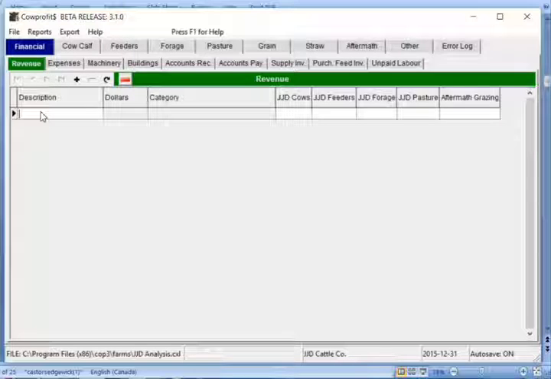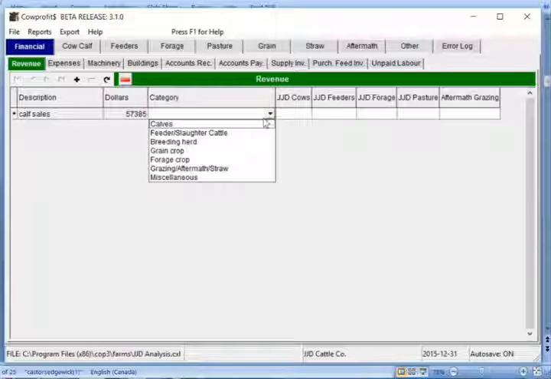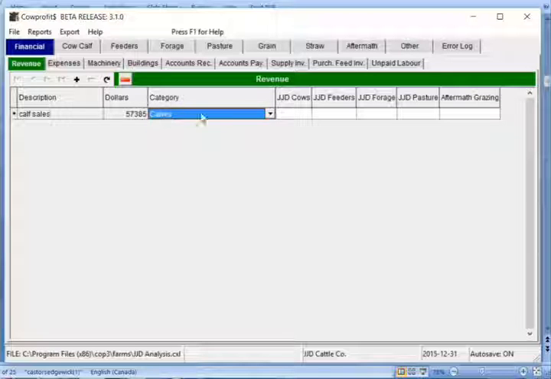Now the first revenue that I have in my information that's laid out in front of me here is calf sales. So that's the first revenue, and the number turns out to be 57,385. And the category allows us to slot this revenue into the fixed categories that CowProfits gives us. So in this case, it's calves. And remember, we're not going to worry about the allocations until the very end of the analysis.